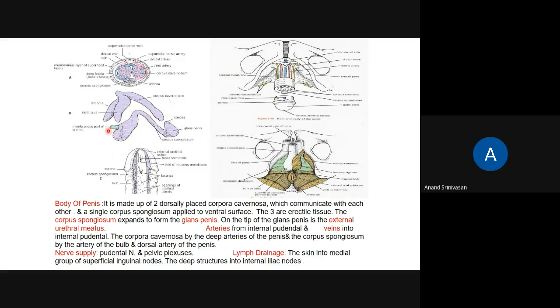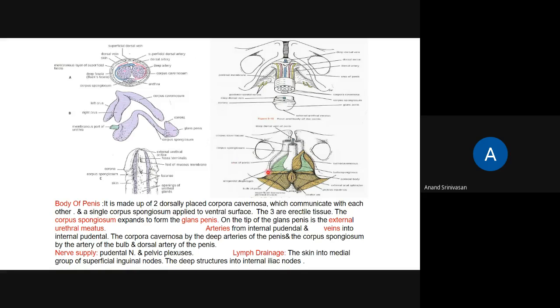Okay, the membranous part of the urethra passes through this corpus spongiosum, and this is called the bulb of the penis. So it passes through the corpus spongiosum and then through the glans penis and opens into the external urethral meatus.